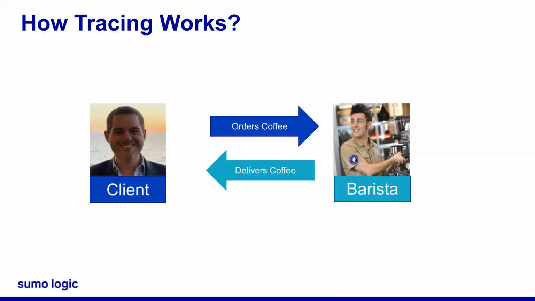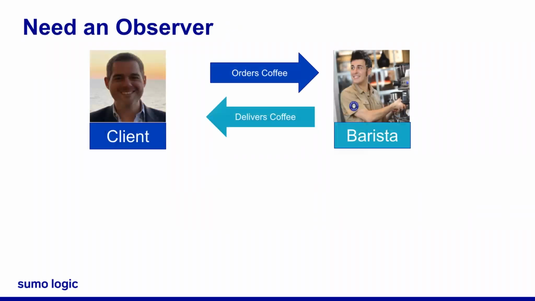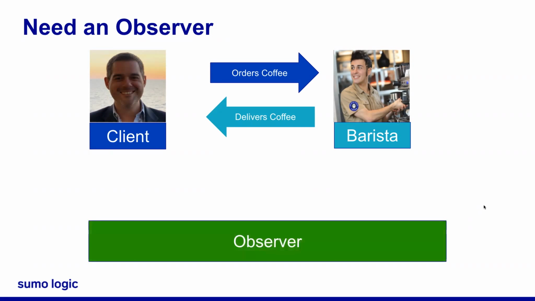So that's what's missing. We need a source of truth, if you will. We need what we call an observer. In order to start creating a complete picture of the interaction, we need that outside observer to gather information about the interactions between the client and the barista. And with the help of the observer, you can look at the interactions holistically and gain better insights.